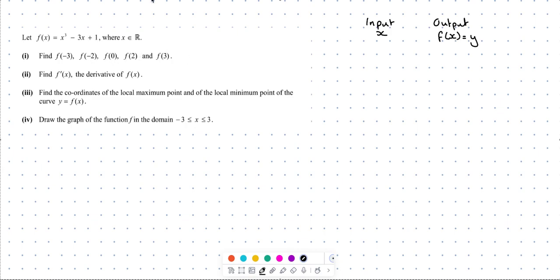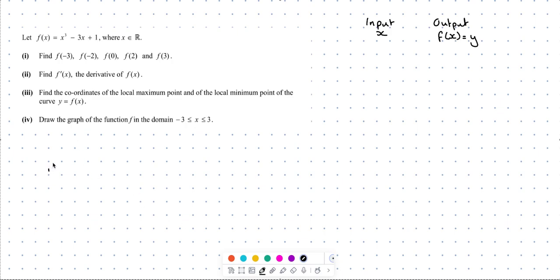The other thing I want to point out, some students get worried about this notation here. Let me read that in full. Let f of x equal x cubed minus 3x plus 1, where x is an element of the real number set. All that means is that the inputs we put into it can be any real number. What's a real number? It's any number that doesn't have an i next to it, any number that's not imaginary.